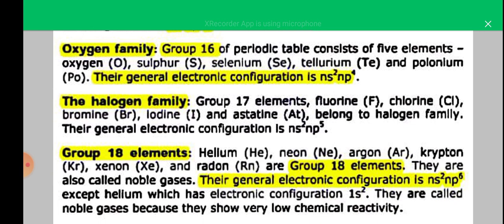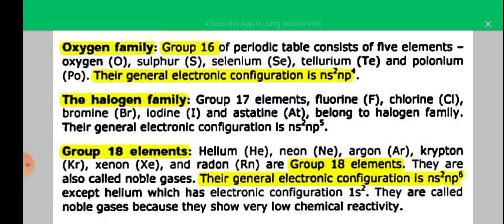Oxygen family, group 16, and the elements of group 16 are oxygen, sulfur, selenium, tellurium and polonium, and their general electronic configuration is ns2 np4. Halogen family, group 17, that is fluorine, chlorine, bromine, iodine and astatine, and they are also known as halogens. Okay, and their general electronic configuration is ns2 np5.